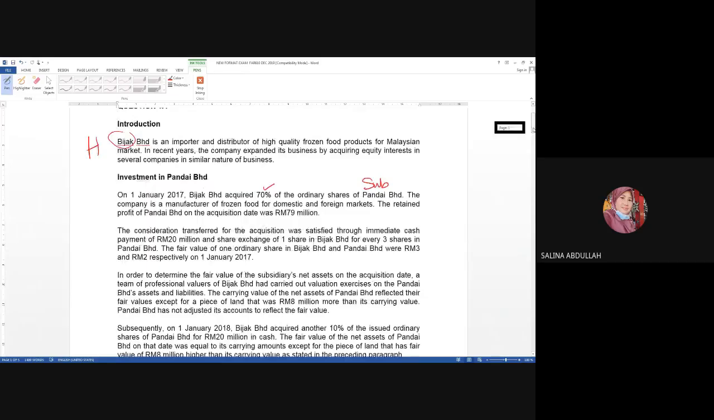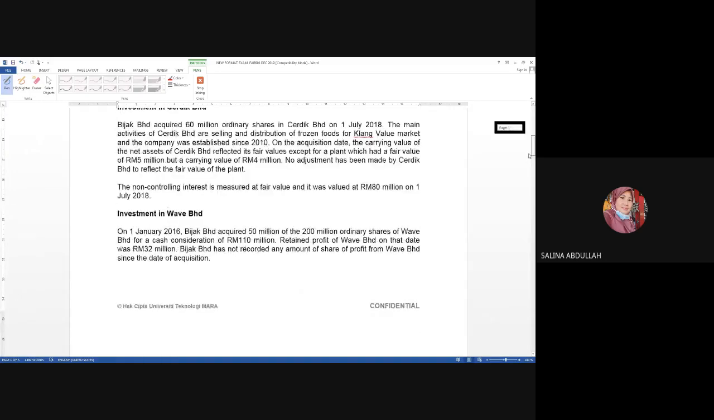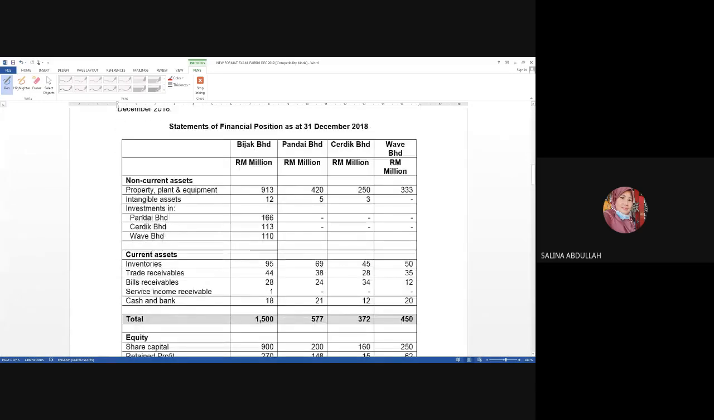Before that, it is good that you have some idea of the relationship of all the companies. You can refer to SOFP straight away. Can you see here we have investment in Pandai, Cerdik and Wave. All this investment amount appears in the column of Bijak Berhad. So straight away from this information, what is the group structure? This is a group with fellow subsidiaries.